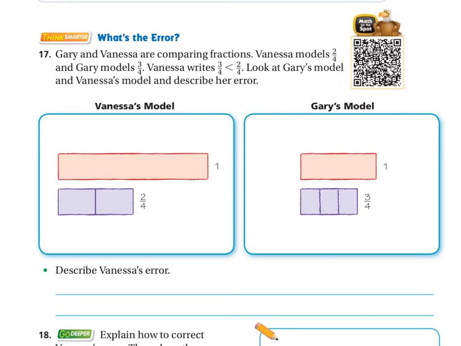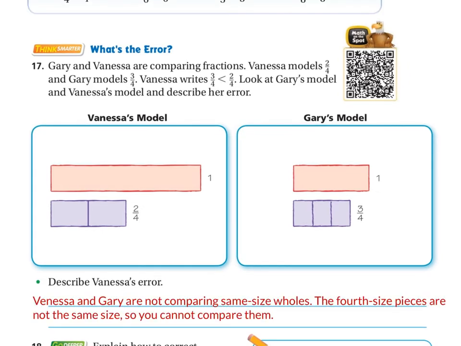Let's take a closer look at the answer. Pause the video right now and compare your answer to mine listed down here. Now remember, our wording is probably going to be a little bit different, but you had to have the same idea.